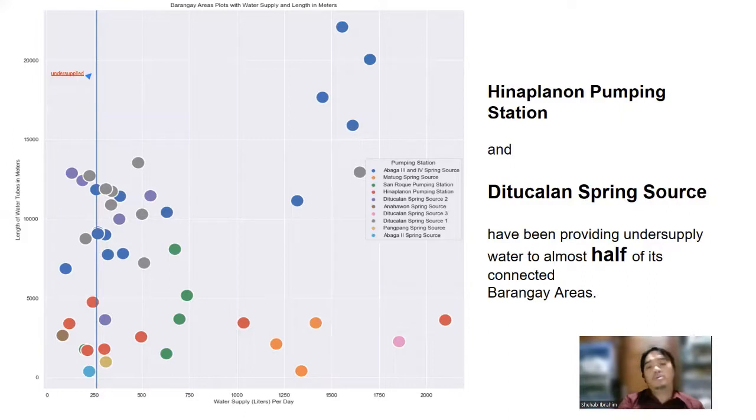Now, one of the insights that we can see here is that for the Hinaplanon pumping station and the Ditocalan Spring Source 1, they have been providing undersupply water to almost half of its connected barangays. Half of its connected barangays. We can also see that the Abaga 2 spring source, which actually serves one barangay only, is also providing undersupply water to its barangay.